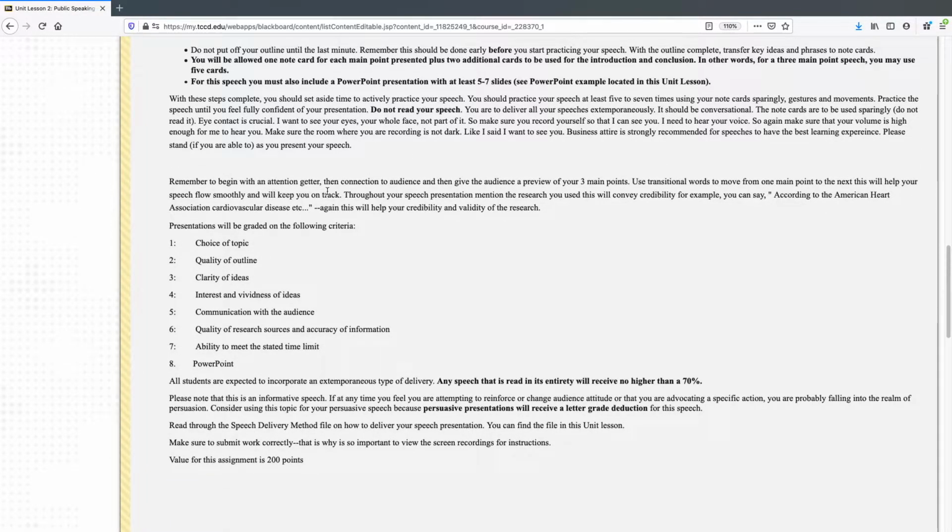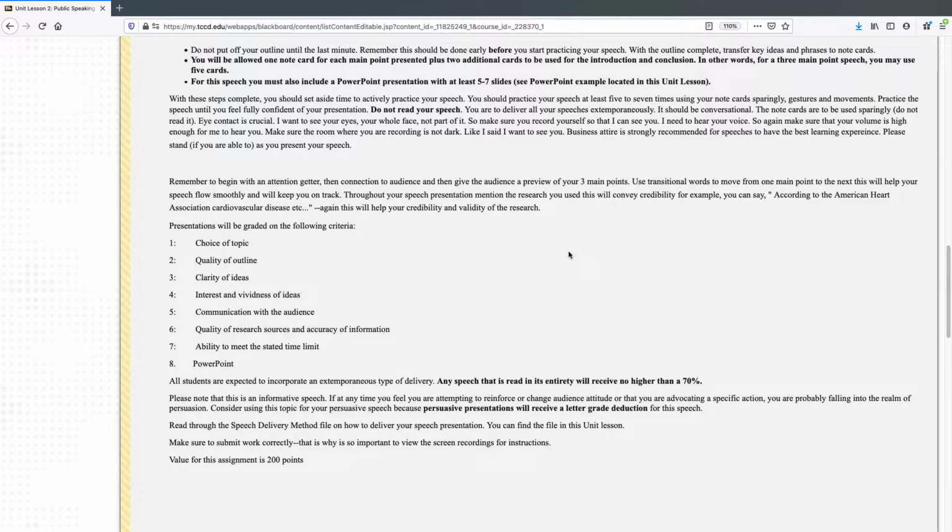Remember to begin with an attention getter. You have already read chapters 13 through 16, so you understand the attention getter, the connection to audience, the preview. Those chapters discuss in detail what this is all about. So remember, begin with an attention getter, then connection to audience, and then give the audience a preview of your three main points. Use transitional words to move from one main point to the next. This will help your speech flow smoothly and will keep you on track.